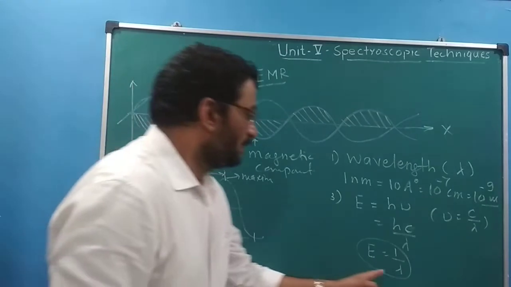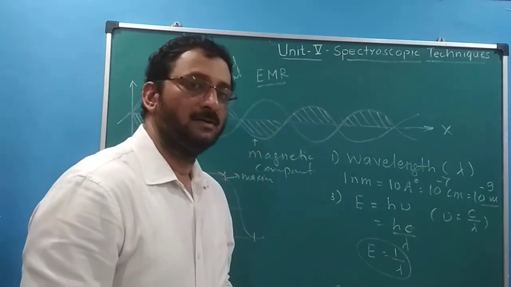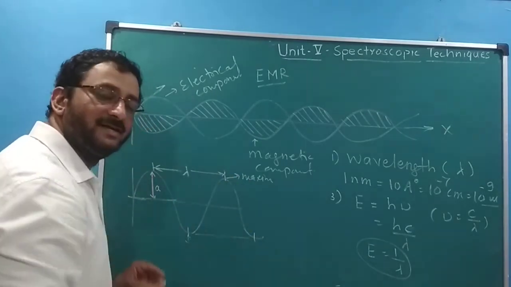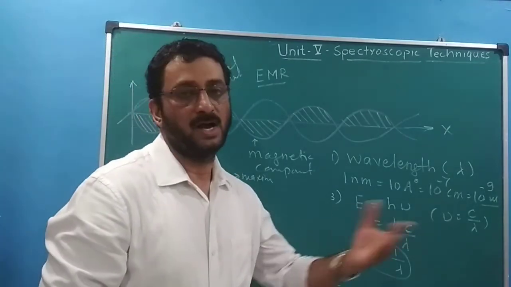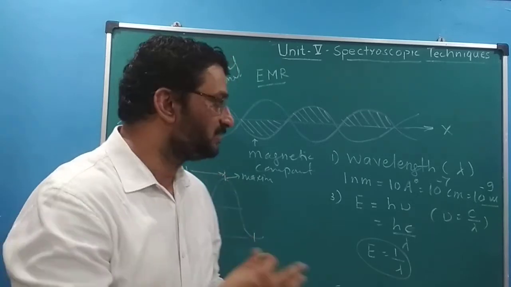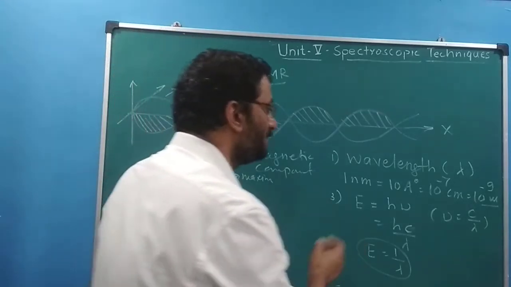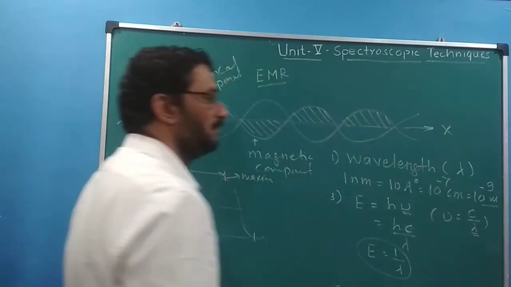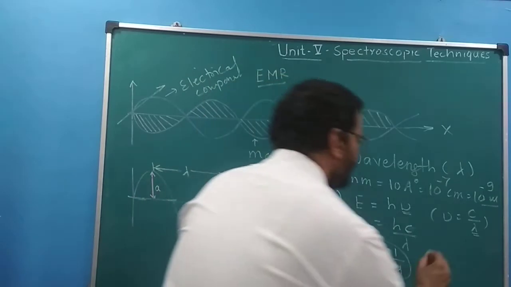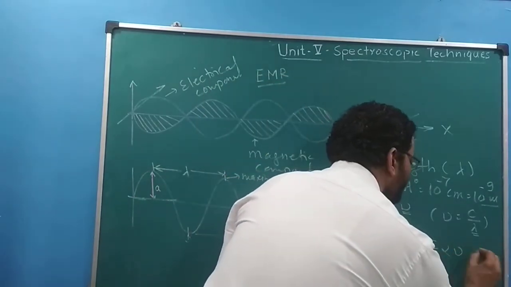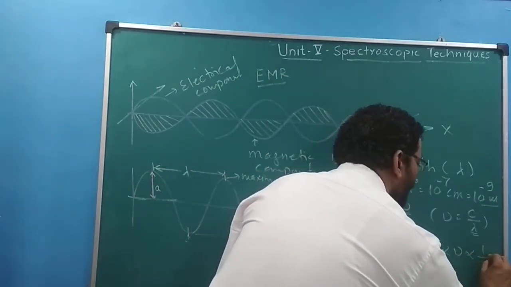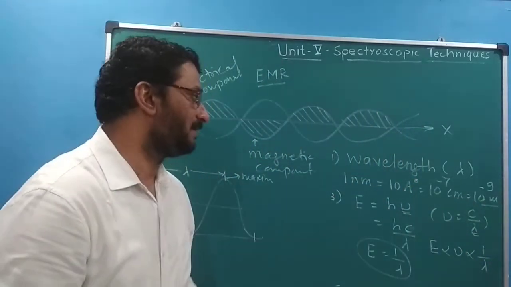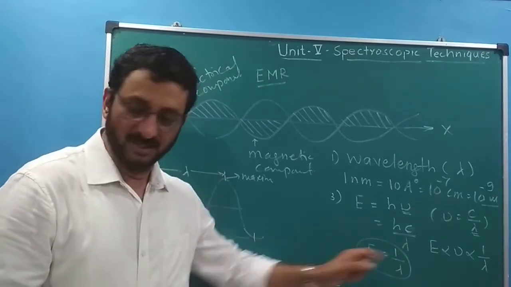So the wavelength, higher the wavelength, lesser is the energy, or shorter is the wavelength, higher is the energy. So it has an inverse relation, and similarly we can say this nu is also inversely proportional to wavelength, right? So E has a direct relation with frequency and energy has an inverse relation with wavelength. So this is the second parameter. Energy has an inverse relation with wavelength.